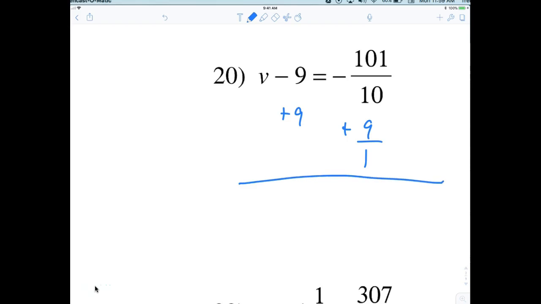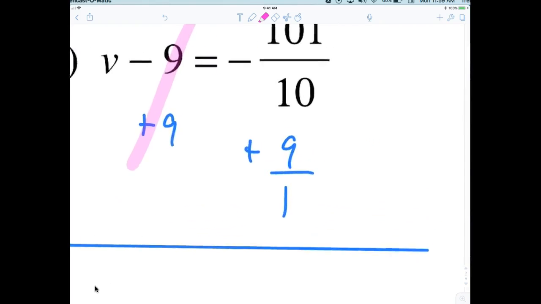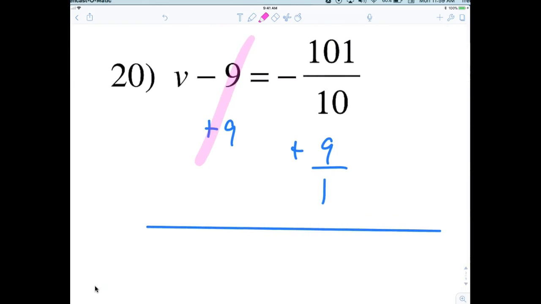Now, what happens to the negative 9 and the positive 9? They cross out. They cancel. So from there now, what's the common denominator? 10. So all I have to do is multiply the second fraction by 10, and that gives me 90 over 10 minus 101 over 10.